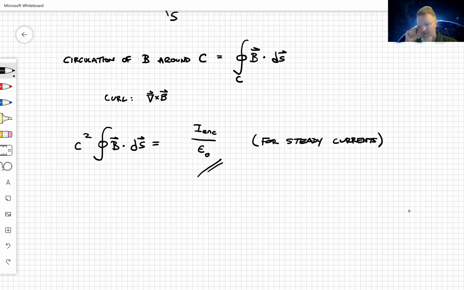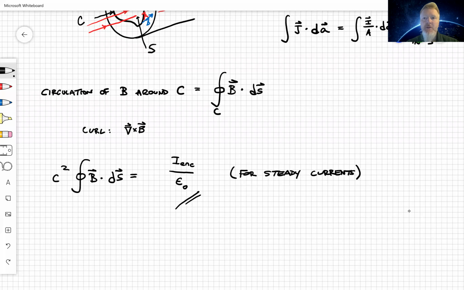Okay, so for steady currents, it really plays the same role as Gauss's law does in electrostatics, and it's true for highly symmetric cases and nice infinite structures, or at least ones that you can approximate as nice infinite structures. So let's take a look.